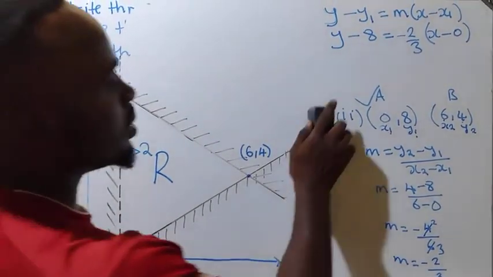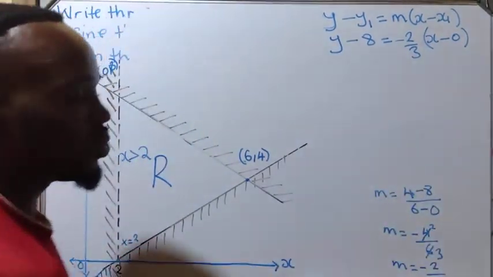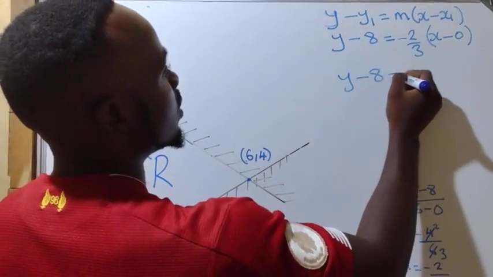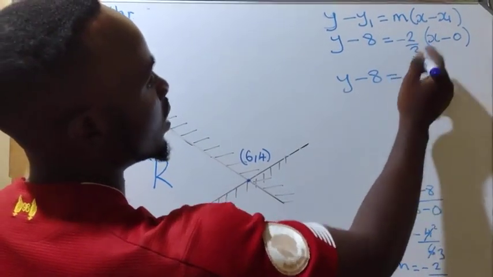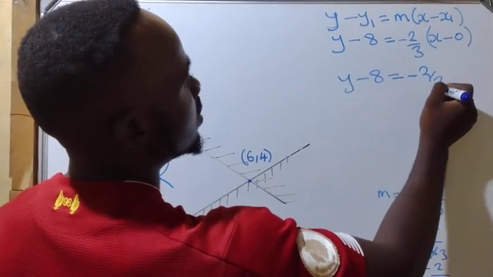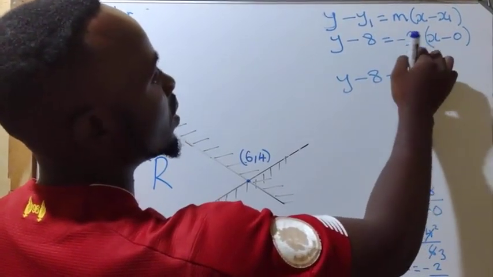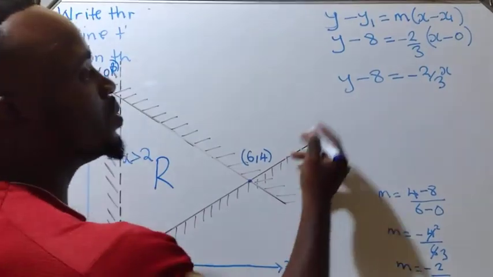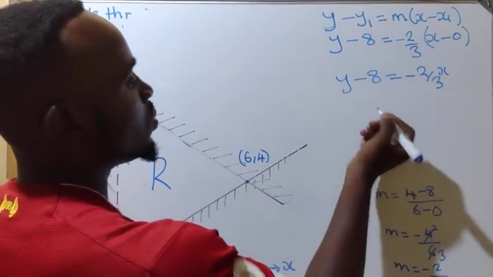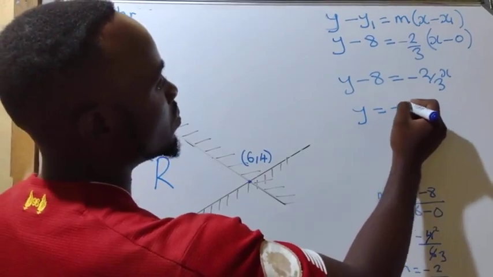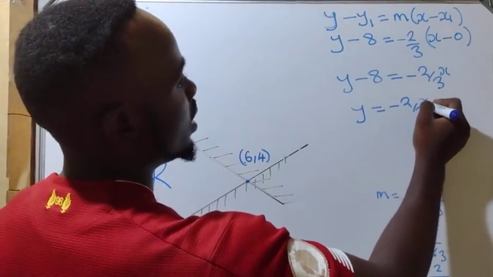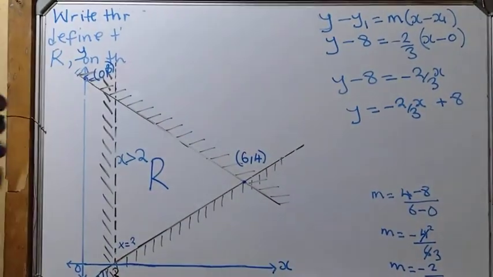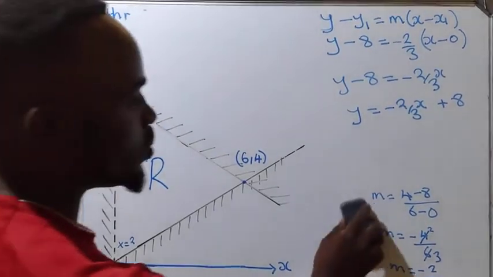So from there, what is next? We are going to expand. You will say y minus 8 equal to negative 2 over 3 times x. We are going to get negative 2/3 x. Then here, this times 0 is 0, so there's no need for you to write it. It's fine. So what you can do, let this negative 8 go that side, so that you remain with y equal to negative 2/3 x. This is a negative, becomes positive 8. Alright, I do hope that you are following.